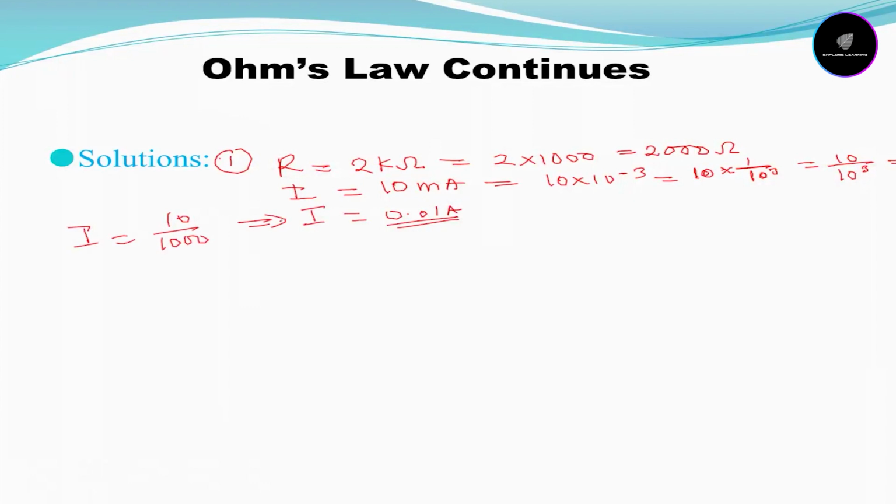Then from Ohm's law, we know that V equals IR. So therefore, I is 0.01 multiplied by the resistance. What is the resistance? The resistance is 2000. So multiply by 2000. That will give us 20 volts.